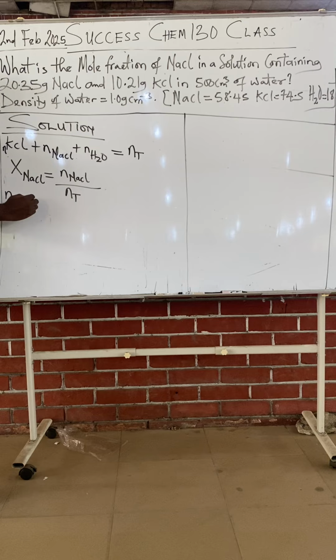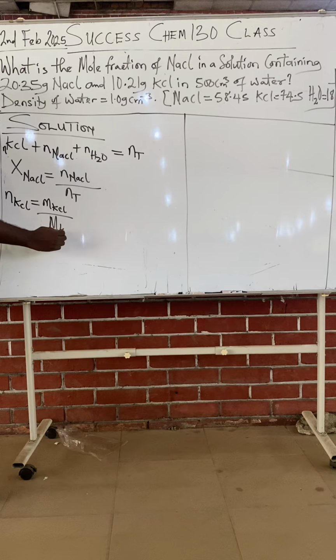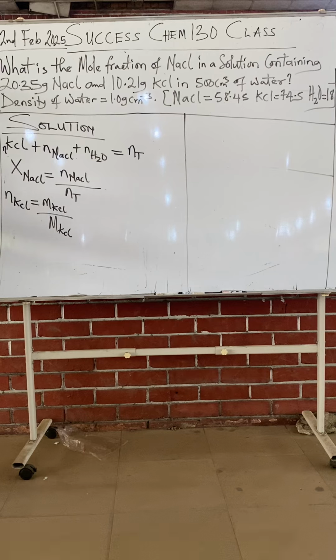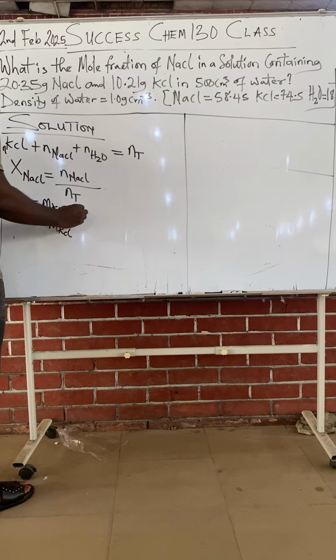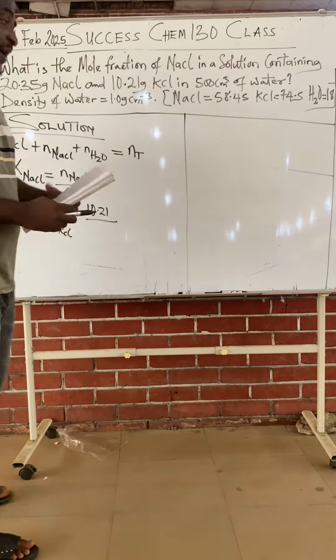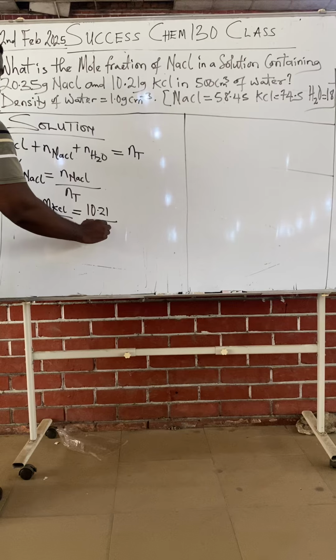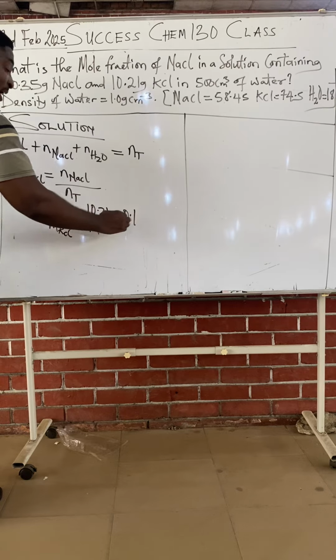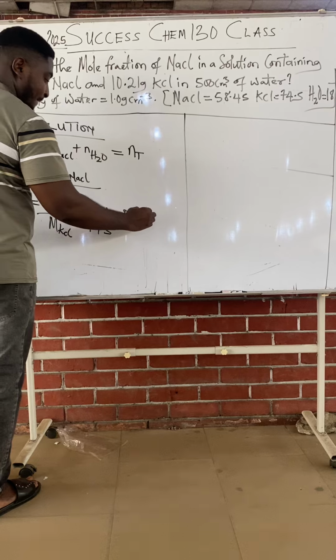What is the formula for number of moles? Is it not mass over molar mass? That is mass of KCl divided by molar mass of KCl. Our mass of KCl is 10.2. Molar mass of KCl, they are already generous enough to give us: 74.5. Who has done the math for us already? 0.137 mole.